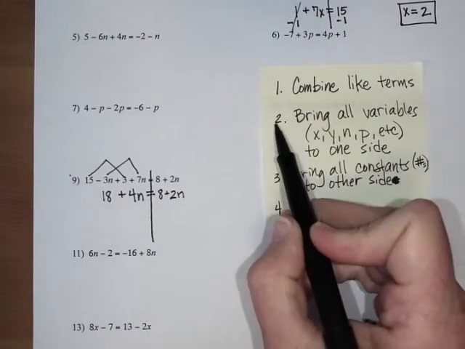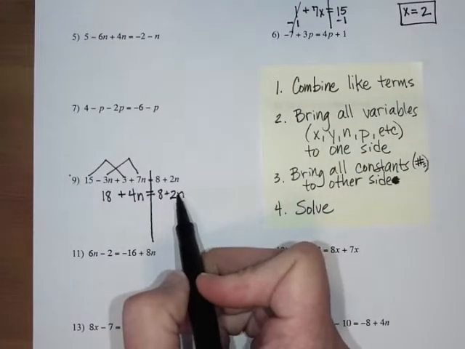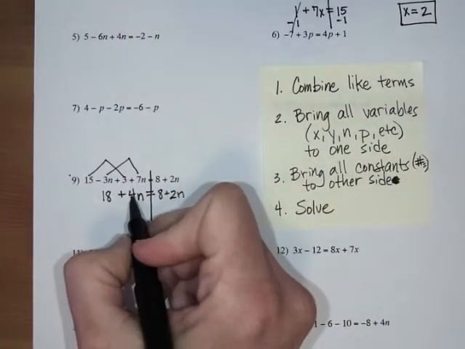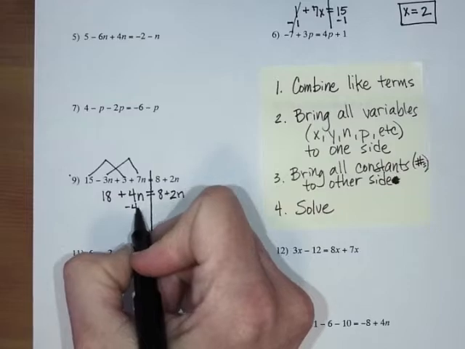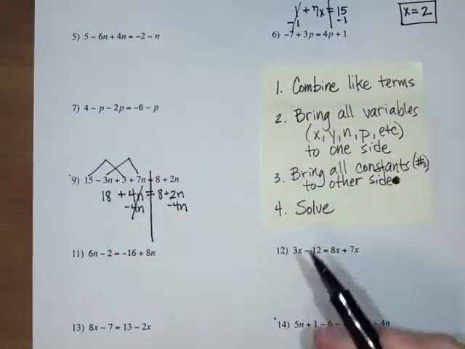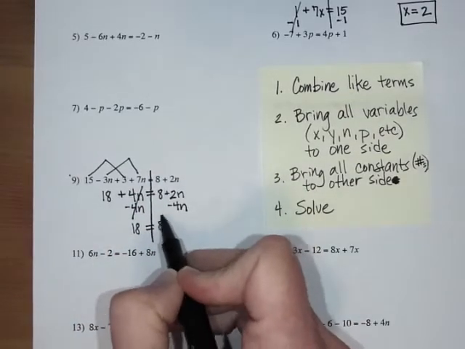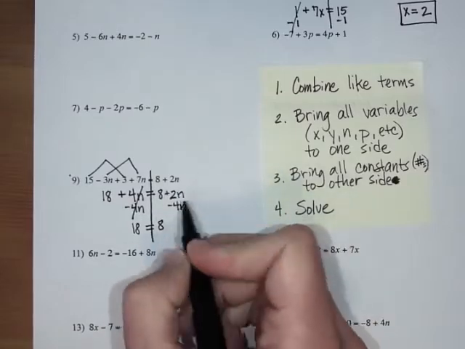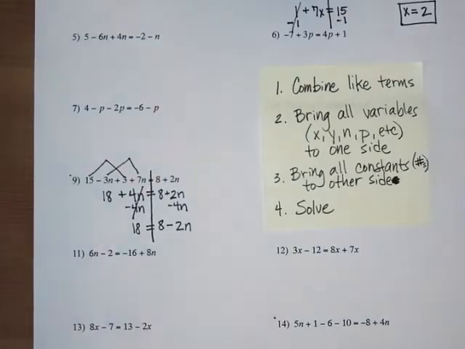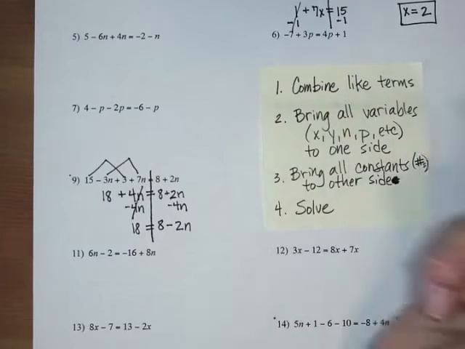Okay, let's go to step 2. Bring all variables to one side. So we can get rid of this guy, or we can get rid of this guy so that we have all the variables on one side. Let's get rid of this guy. Minus 4n. Minus 4n. Okay, this is going to go to 0. I'm going to bring down my 18. And then on this side, I'll have 8. I just brought down my 8. Now 2 minus 4 is going to give us negative or minus 2n. Okay, so now we have constants only on one side. Good. Check on step 2.